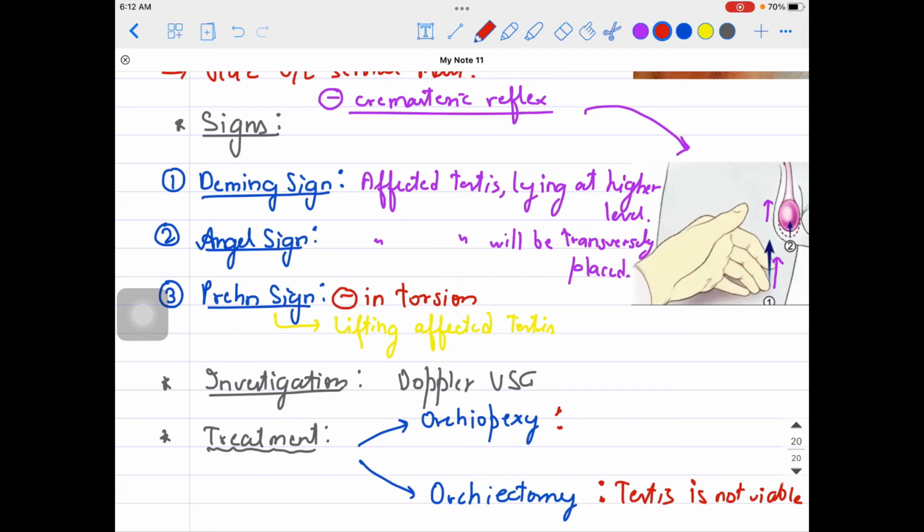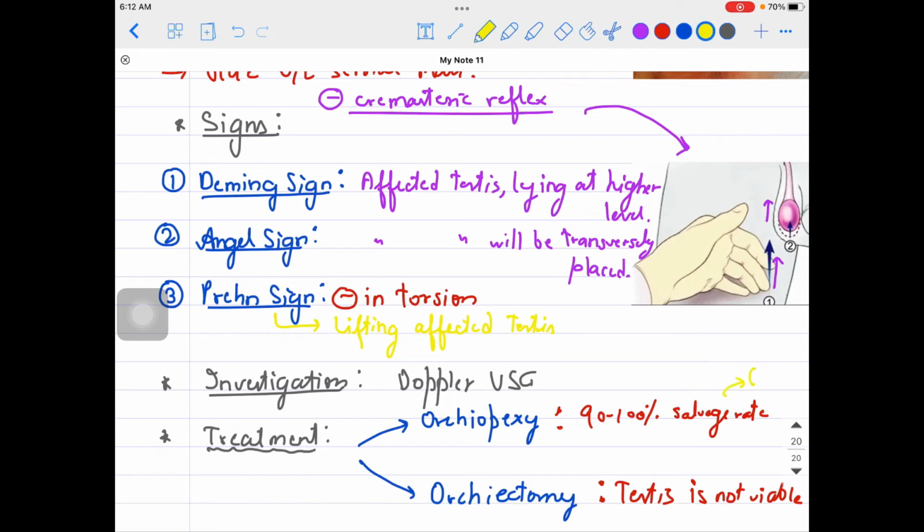Orchiopexy will be done in those cases where the patient reached us in time. Before 6 hours, there is a 100% salvage rate, which means we can save the complete testis. Otherwise, if surgery is done after 12 hours, let's say, then only 50% chances are there. A 90 to 100% salvage rate, which means we can save the testis, is there if the person reaches in time. I'm talking about the 6 hours.